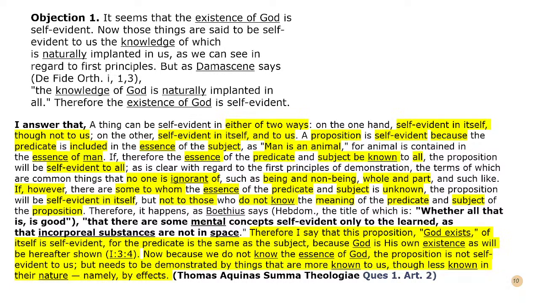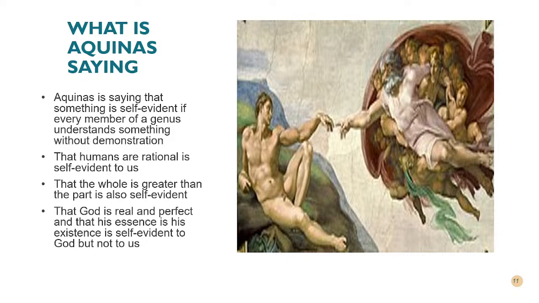I won't quote this specific passage, but it will be included in the PowerPoint if you want to look at it. I will just summarize what St. Thomas Aquinas is saying, in that something is self-evident if every member of a genus understands something without demonstration. Namely, that humans are rational is self-evident to us. That the whole is greater than the part is also self-evident to us. But that God is real and perfect, and that his essence is his existence, is self-evident to God, but not to us. God knows this, but it's not a self-evident consideration in regards to us thinking about God.